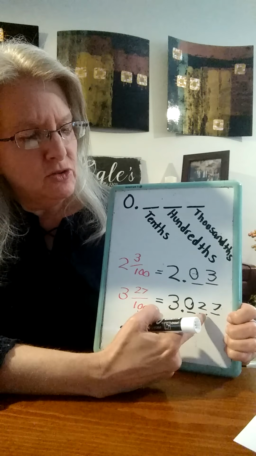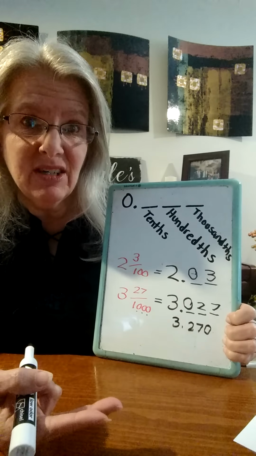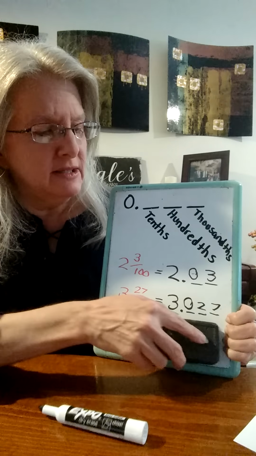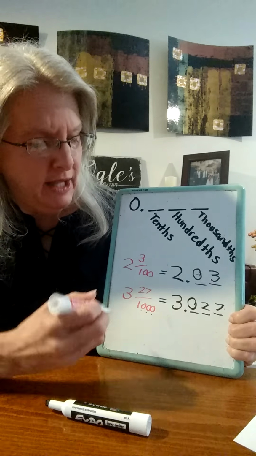3 and 27 thousandths. If we had written it this way, if we had put the 27 here and filled in a 0 there, we would have 270 thousandths, and that's not what the problem said. The problem said only 27. So we have to be very careful with that. Let's do one last one.